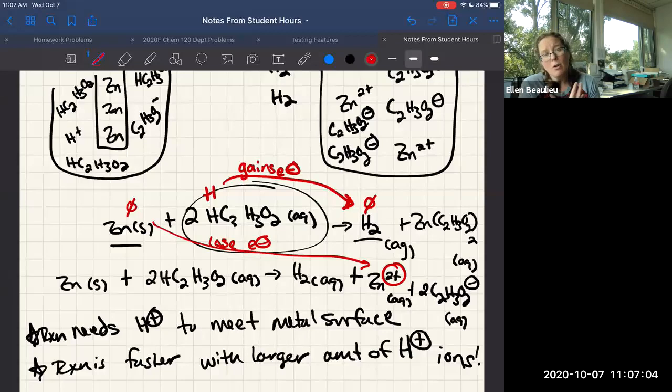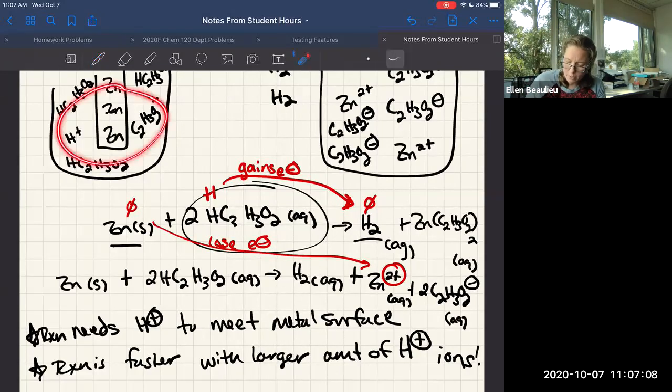Okay, I hope this helps you clear up what I saw as inconsistent in your molecular pictures and helps you think about net ionic reactions in general a little bit more.